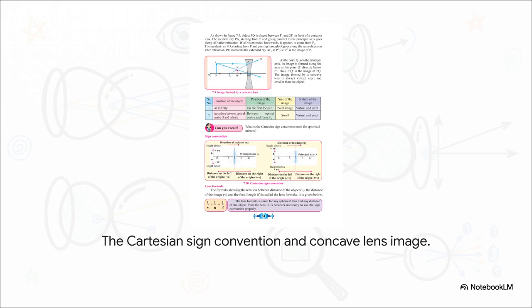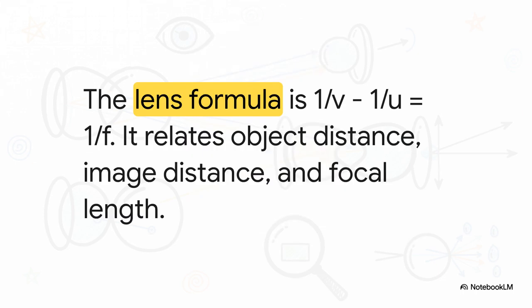All distances measured to the right of the origin are taken as positive, while distances measured to the left are taken as negative. Similarly, distances measured vertically upwards from the principal axis are positive, and distances measured vertically downwards are negative. By strictly following this sign convention, we can use the lens formula.